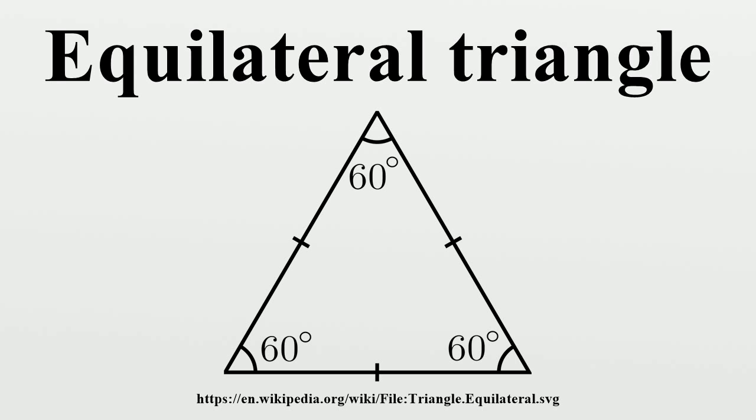Equal cevians. 3 kinds of cevians are equal for equilateral triangles. The 3 altitudes have equal lengths. The 3 medians have equal lengths. The 3 angle bisectors have equal lengths.